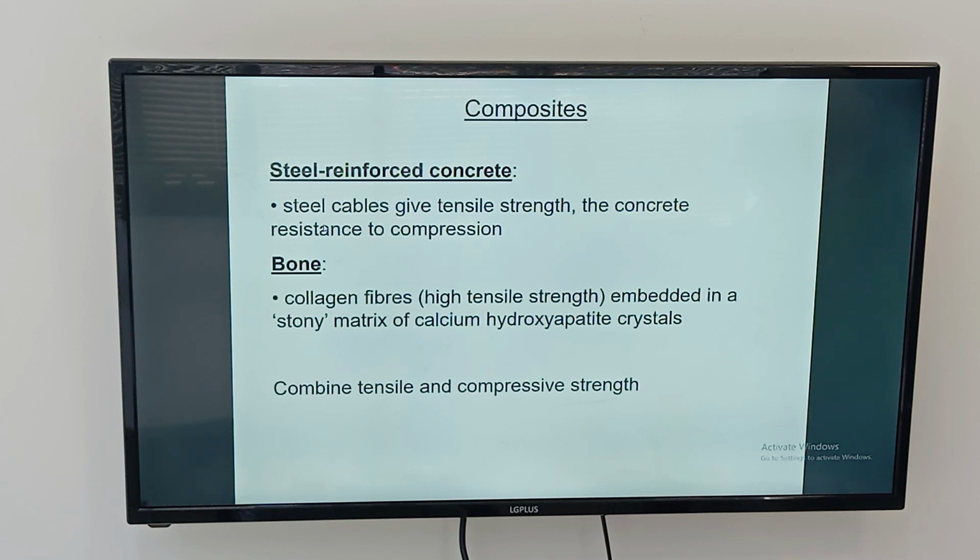So, this means steel reinforced concrete. It means that the steel rods are embedded in the concrete. Okay? The steel part of the cable is what will give the tensile strength. The concrete will give the resistance to compression.